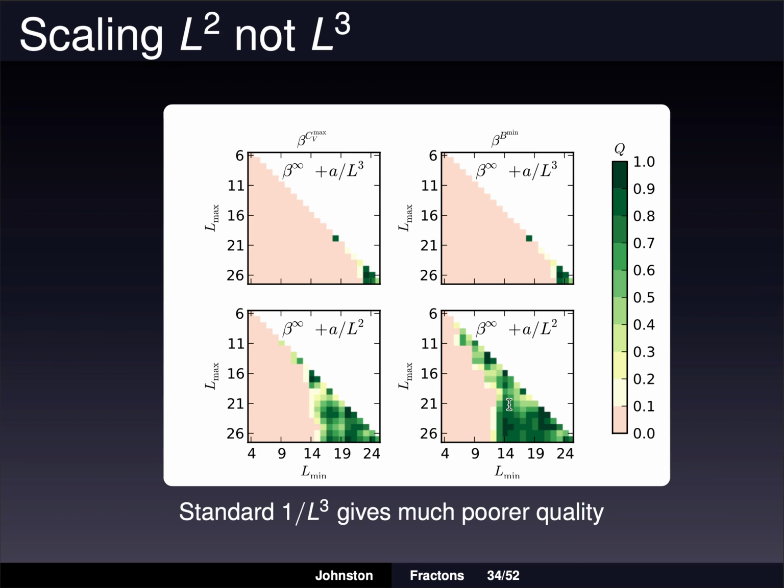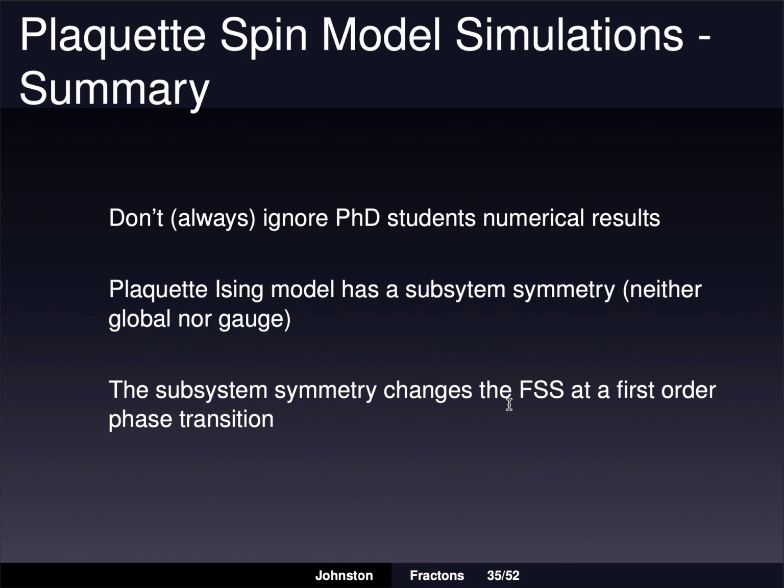So what the student had actually discovered was that the exponential degeneracy of the ground state and low temperature phase for the Plaquette Ising model changed the scaling at the first order phase transition. So don't always ignore PhD students' numerical results. This unusual numerical result was the consequence of a subsystem symmetry. So it's neither a global symmetry nor a gauge symmetry in this Plaquette Ising model. The subsystem symmetry changed the finite size scaling at the first order phase transition point.